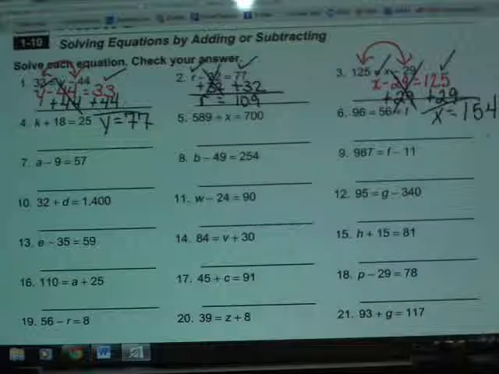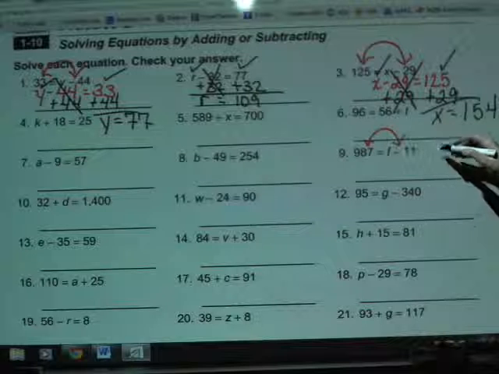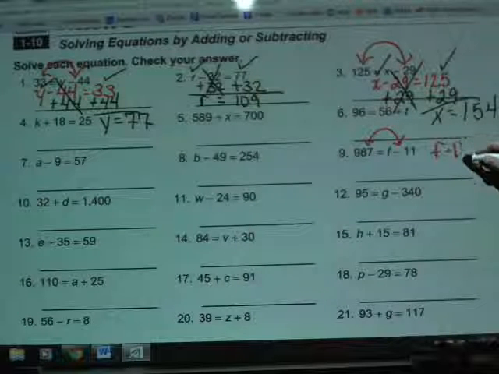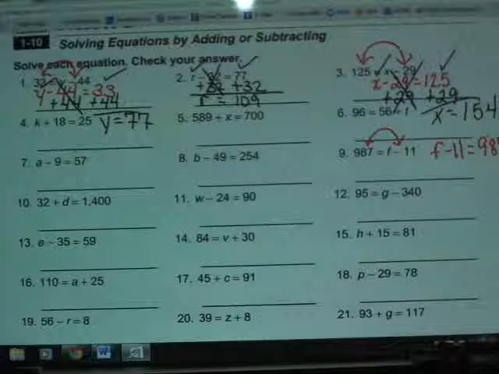So in number 9, we're going to do the exact same thing that we did in 1 and 3. We're going to invert the left and the right side there. And I'm going to make this say f minus 11 equals 987. Notice when I did that, the variable f is now on the left side of the equal sign, which is good. And the number 987 is now on the right side of the equal sign, which is good.